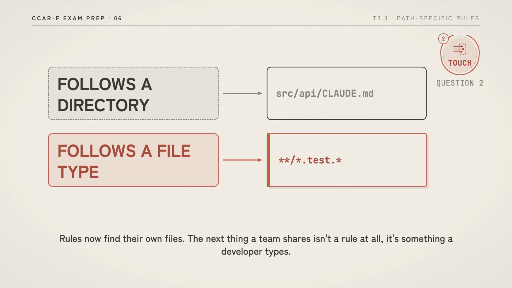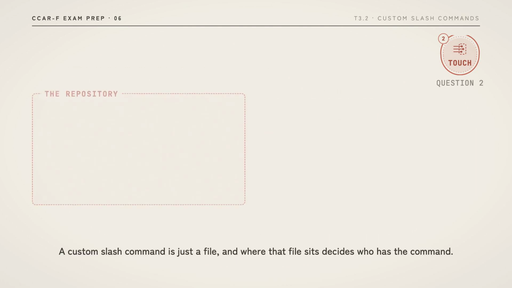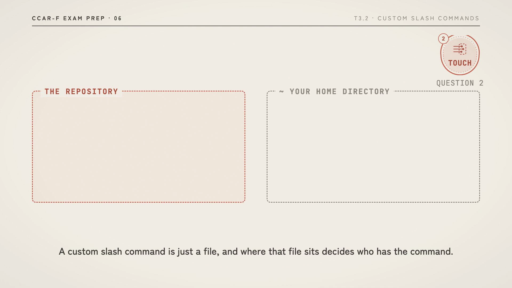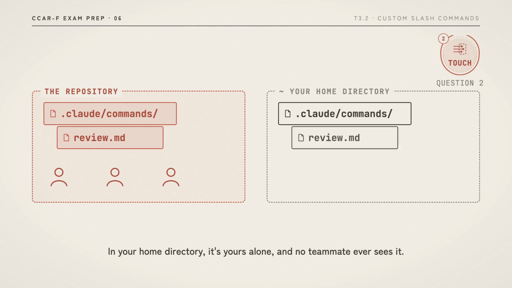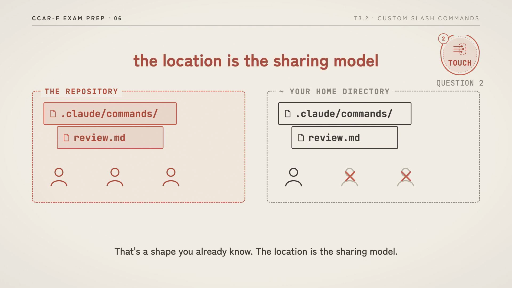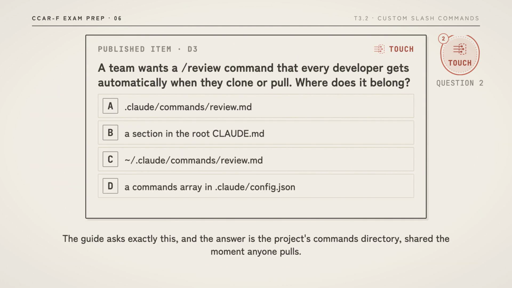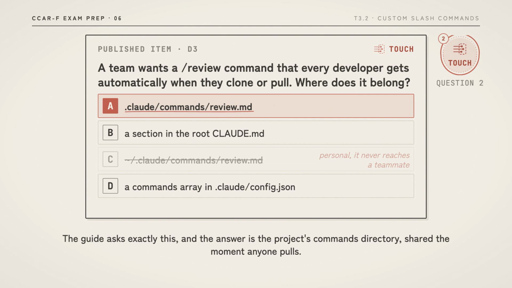The next thing a team shares isn't a rule at all, it's something a developer types. A custom / command is just a file, and where that file sits decides who has the command. In the project under .claude/commands, it's committed, so everyone has it the moment they clone or pull. In your home directory, it's yours alone, and no teammate ever sees it. That's a shape you already know. The location is the sharing model. The guide asks exactly this, and the answer is the project's commands directory, shared the moment anyone pulls.